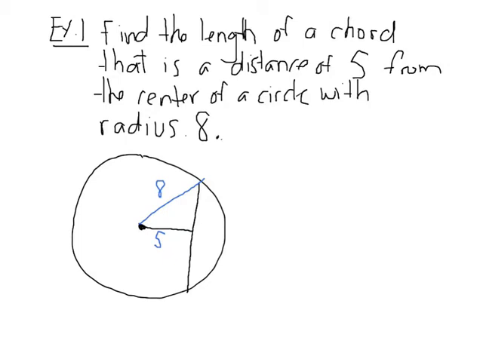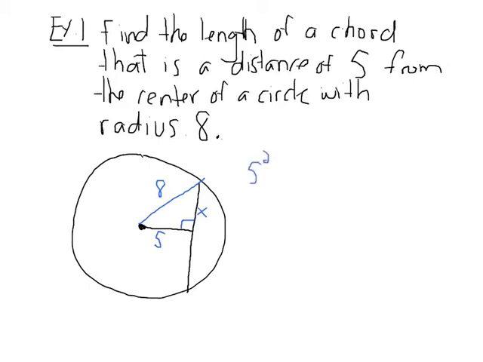Well, if we're talking about the distance from a point to a line, that means we're talking about a perpendicular distance, which means this angle here must be a right angle. So we can use the Pythagorean theorem to find, let's call this x, the value of x, and since this point right here is going to be the midpoint of that segment, if I double x, that'll give me the length of that entire chord.